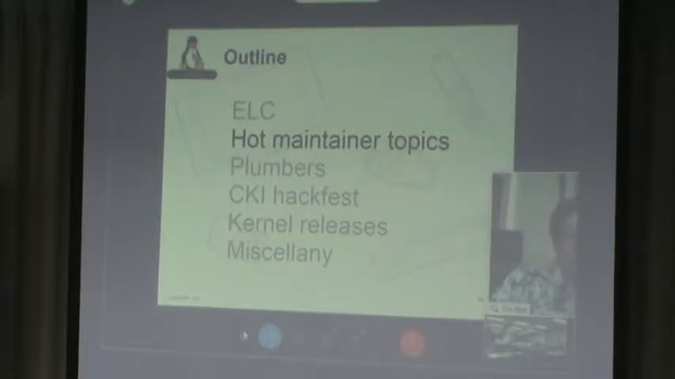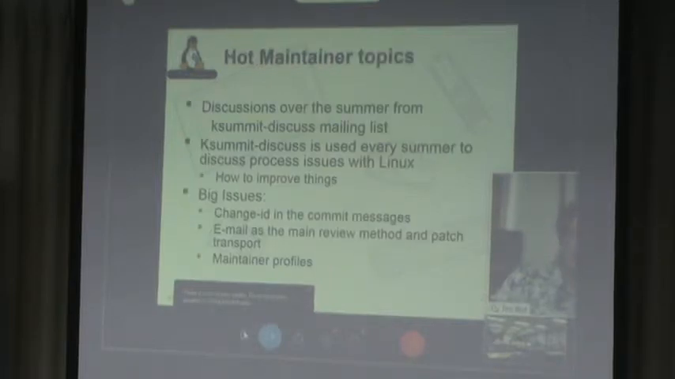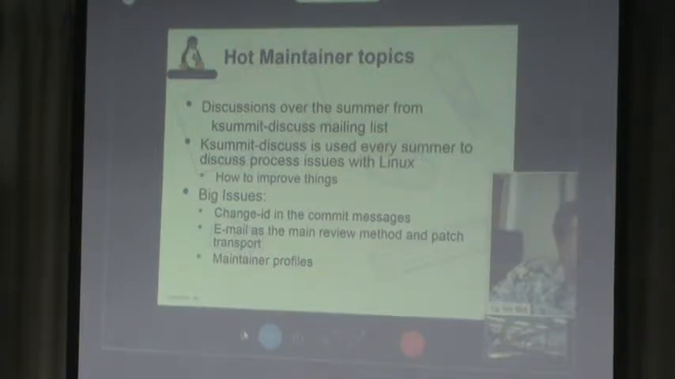Okay, so switching gears completely to hot maintainer topics. One of the things that happens every summer, as we start gearing up for the kernel summit, is there are discussions on something called the K-Summit Discuss mailing list. K-Summit Discuss is used every summer to discuss process issues with Linux. Arguably, the goal of the mailing list is to figure out what sessions to discuss in person. But every summer people decide that some things should be hashed out on the list before talking about them face-to-face. It's basically improving process issues, so a lot of maintainer issues.